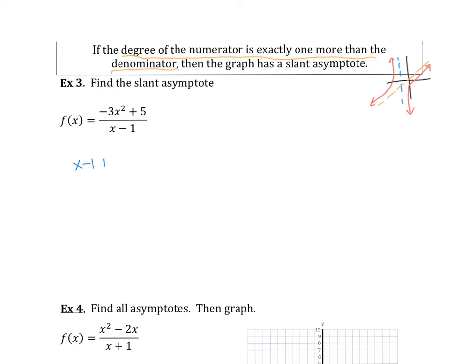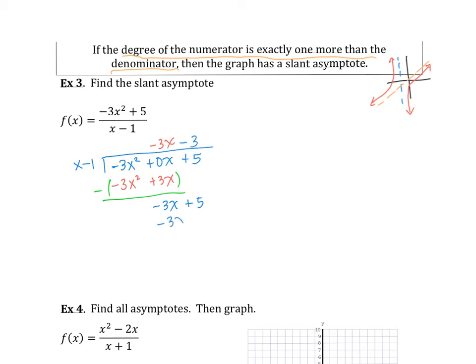Okay, so I'm going to divide numerator by denominator, so -3x squared. It's missing an x term, so I am going to put the 0x in its spot. And then I'm going to multiply this out. Let's see, that's going to be -3x plus 3x. Make sure you subtract when you go down. Cancel, cancel. Okay, so I get -3x plus 5. So that's going to be -3. -3x plus 3. I'm going to subtract down.